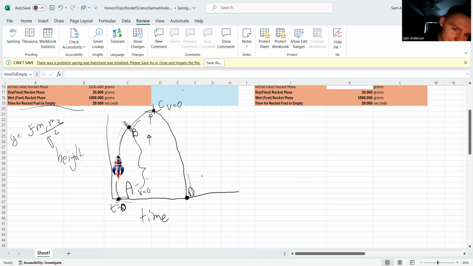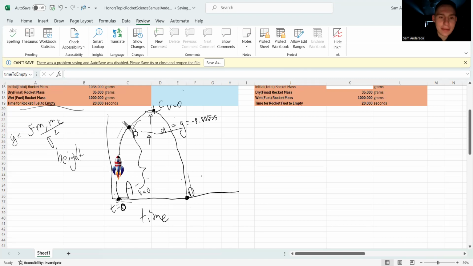Over points B to C to D, the acceleration is going to be gravity. We'll just call that gravity, negative 9.80655, something like that. So velocity at A and C is 0. Acceleration at A to B is going to be the thrust, which we will find. The acceleration from B to C to D is gravity. And the velocity is positive from A to C and negative from C to D. There's a lot going on.